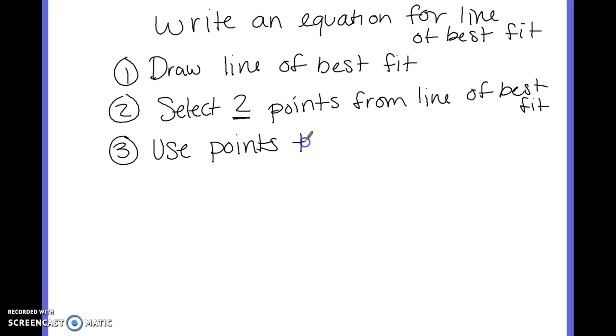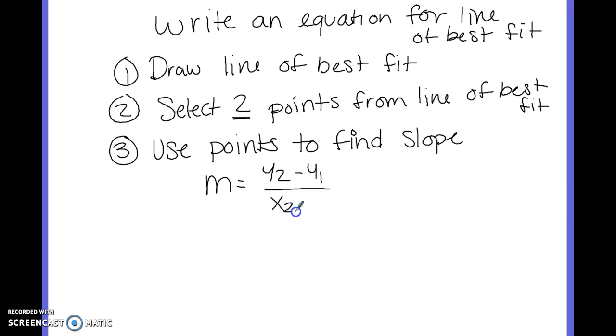to find the slope. And our equation for slope is what? Y equals. No, that's not our equation for slope. M equals Y2 minus Y1 over X2 minus X1. Okay, so slope equals y2 minus y1 over x2 minus x1. That is our slope. Okay?